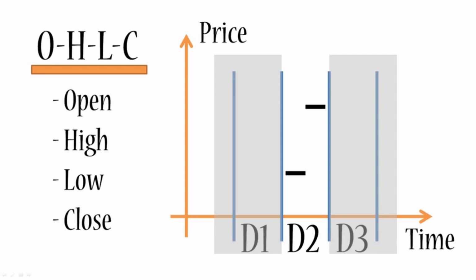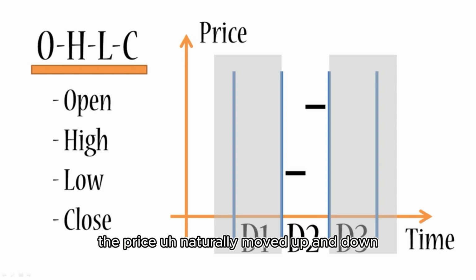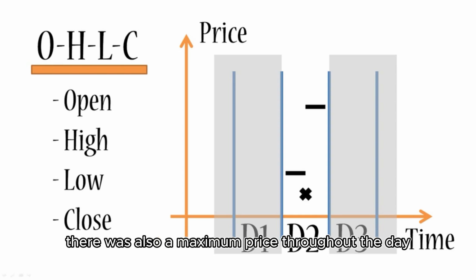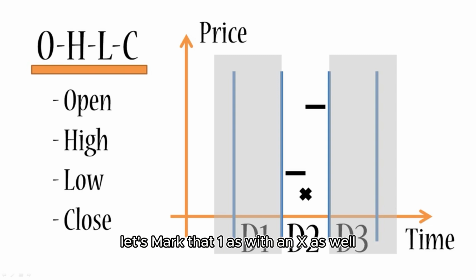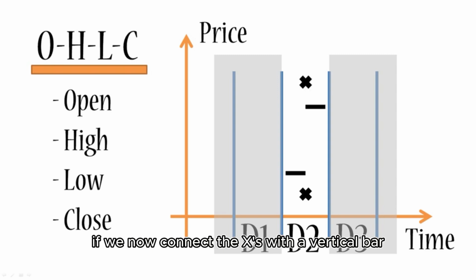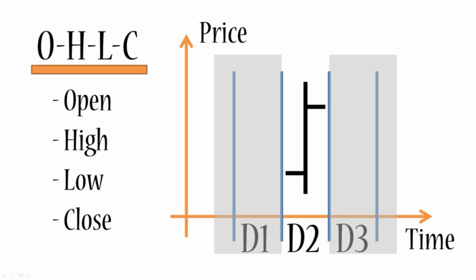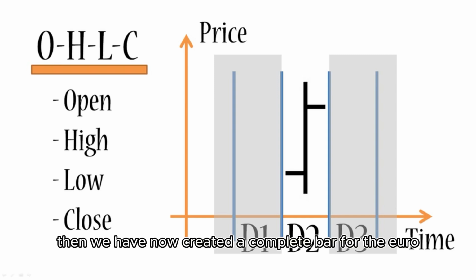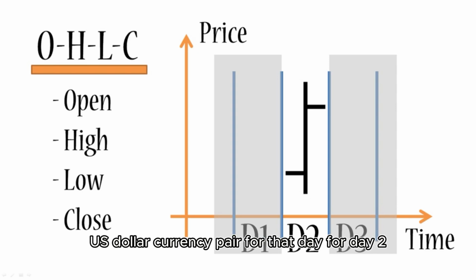And also throughout day 2, the price naturally moved up and down, and somewhere there was a minimum price of that day. So let's mark that minimum price with an X. On the other hand, there was also a maximum price throughout the day. Let's mark that one with an X as well. If we now connect the X's with a vertical bar and forget about the X's themselves, then we have now created a complete bar for the Euro-US dollar currency pair for that day, for day 2.